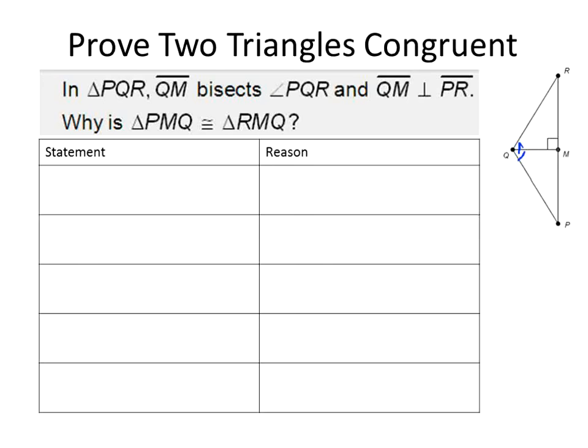So we can write, usually we start with something that's given, and so our given would be QM bisects angle PQR.